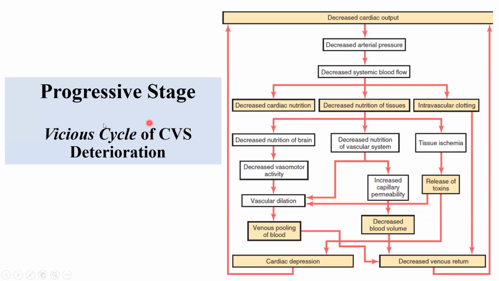Okay, then if the person is in trouble, as I explained earlier, and goes into progressive stage, this is that vicious cycle. Remember, vicious cycle means positive feedback. So now you are looking for a positive feedback of cardiovascular deterioration. It looks like an extensive flow chart, but it's not that bad. Look at the yellow stuff first, okay?